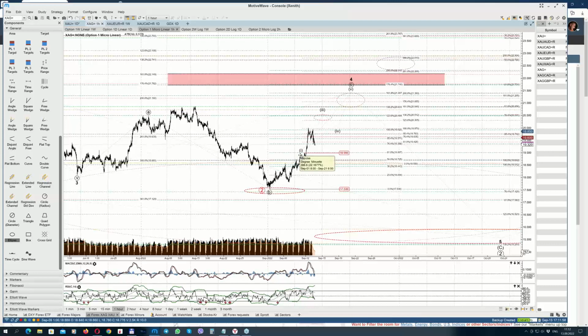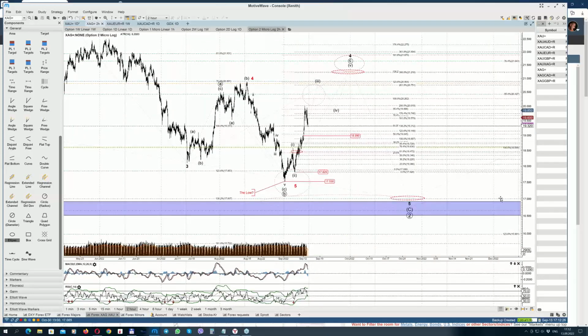1, 2, 3, 4, and 5 form a leading diagonal in the wave 1 of C of 4. Again, I primarily anticipate topping below 22 region. Wave 4 is my primary scenario, and potential targets for the linear and logarithmic price scales are slightly different. 15.29, 16 region is for linear chart, and 17 region is for logarithmic chart.